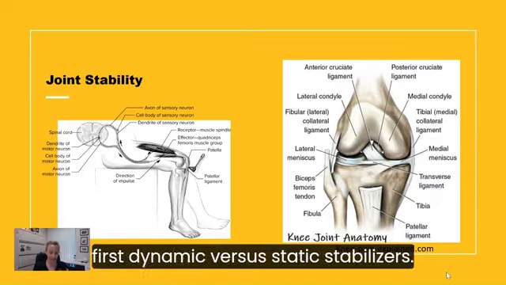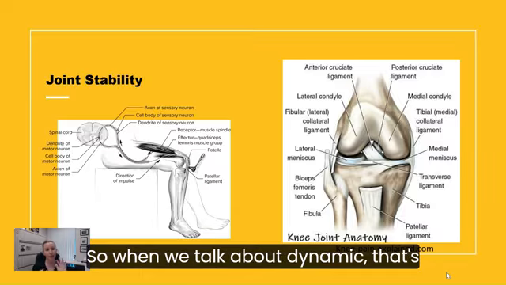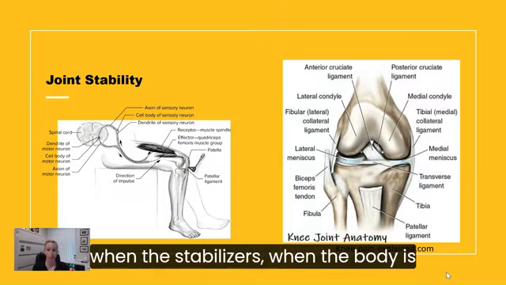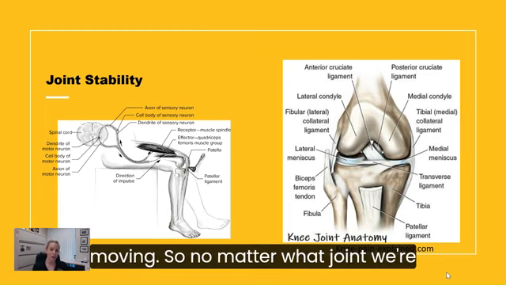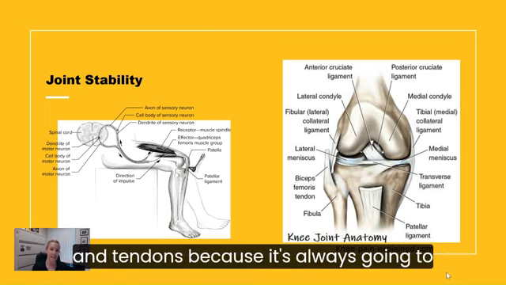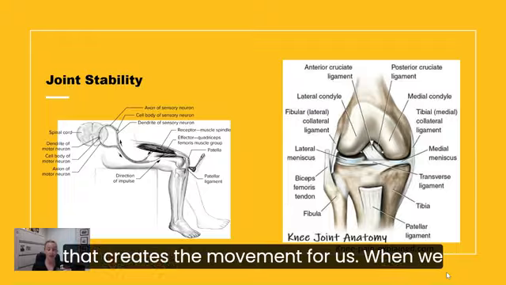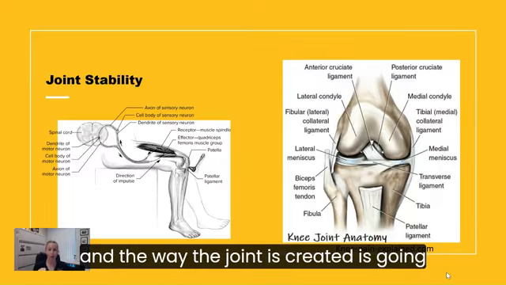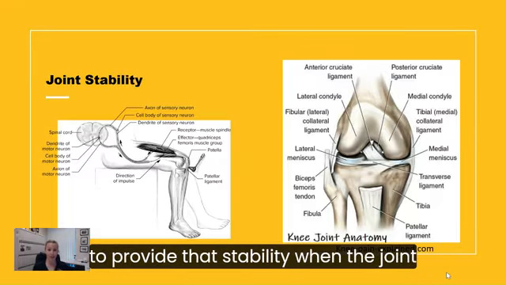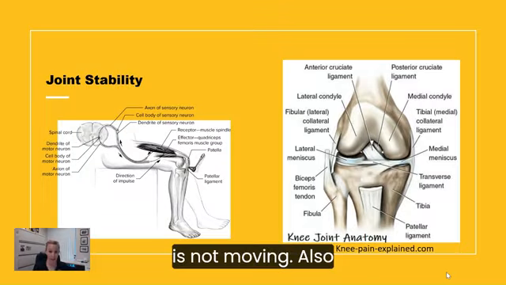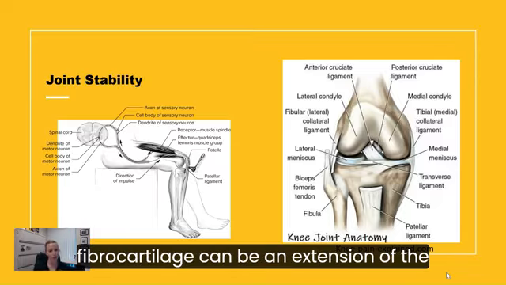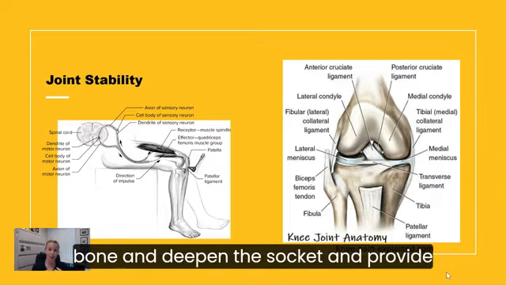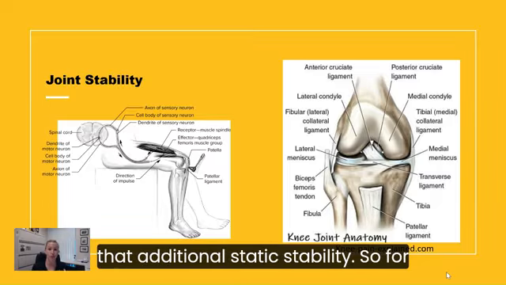So let's talk about first dynamic versus static stabilizers. When we talk about dynamic, that's when the stabilizers act while the body is moving. No matter what joint we're talking about, that's going to be muscles and tendons, because that creates the movement for us. When we talk about static stabilizers, that's always going to be bone, because the bone and the way the joint is created is going to provide that stability when the joint is not moving. Also, fibrocartilage can be an extension of the bone and deepen the socket and provide that additional static stability.